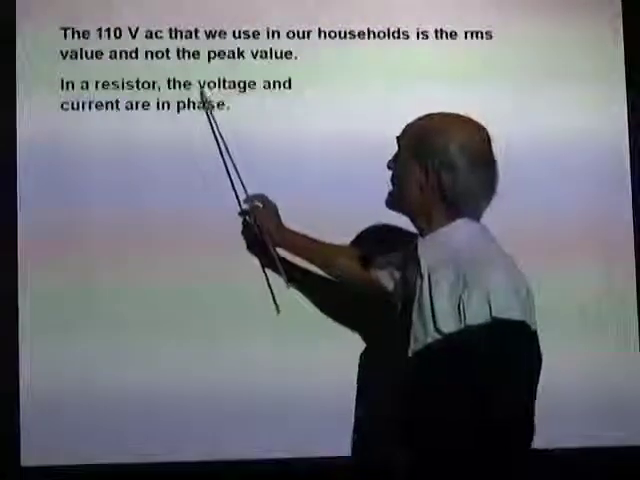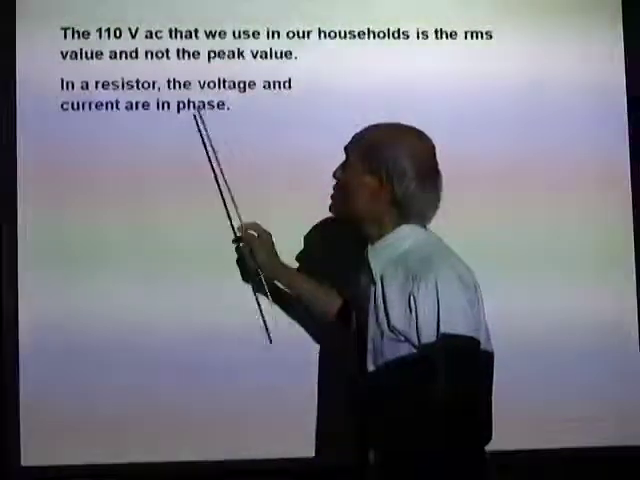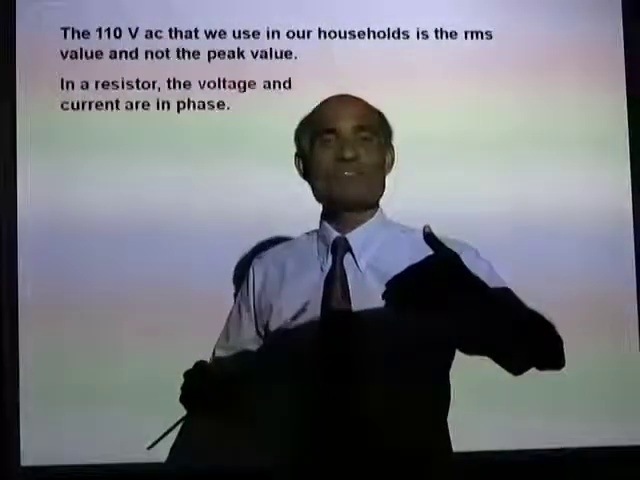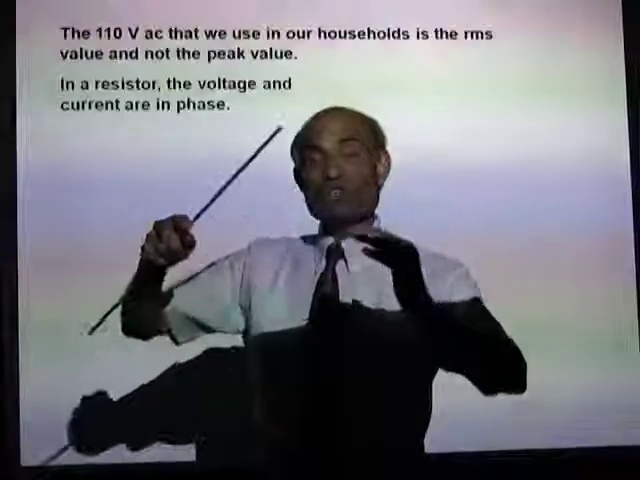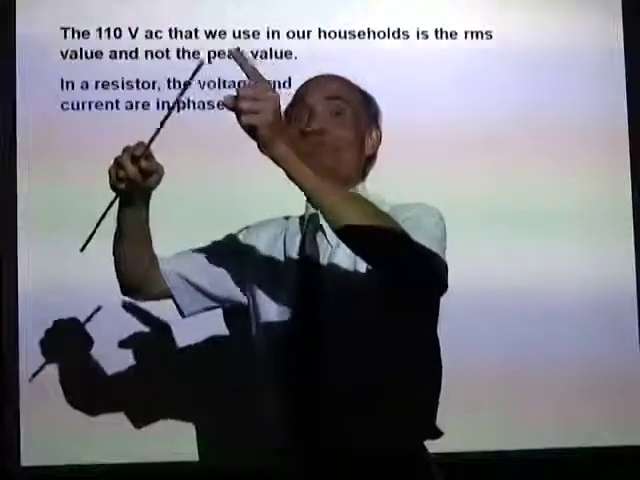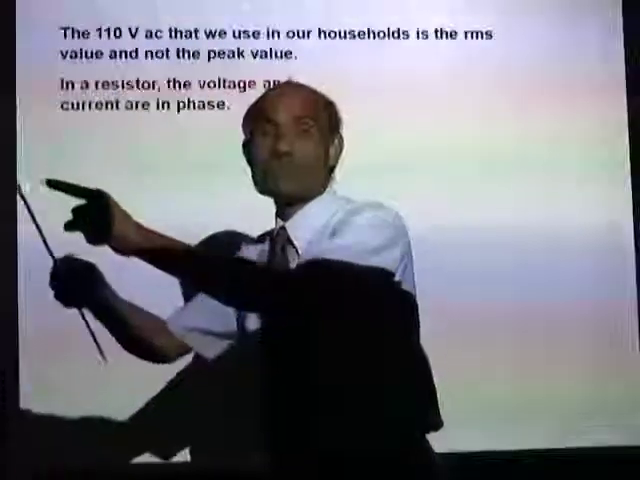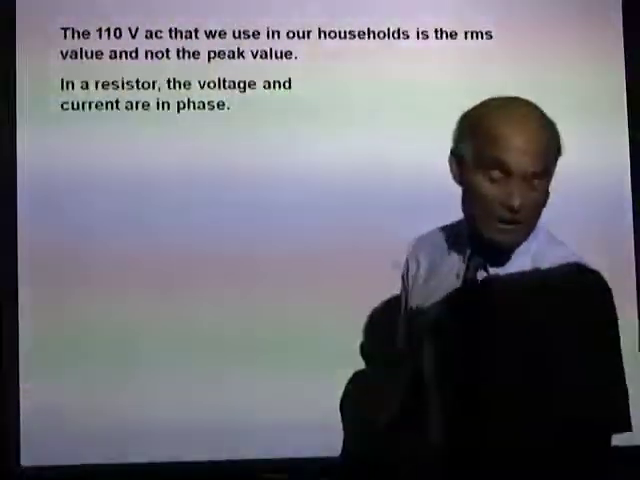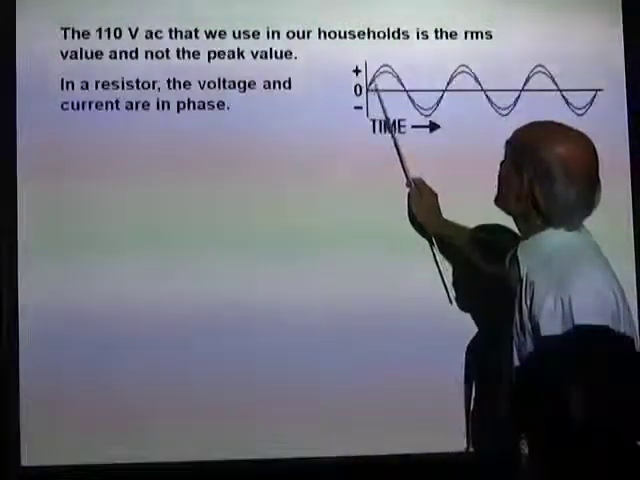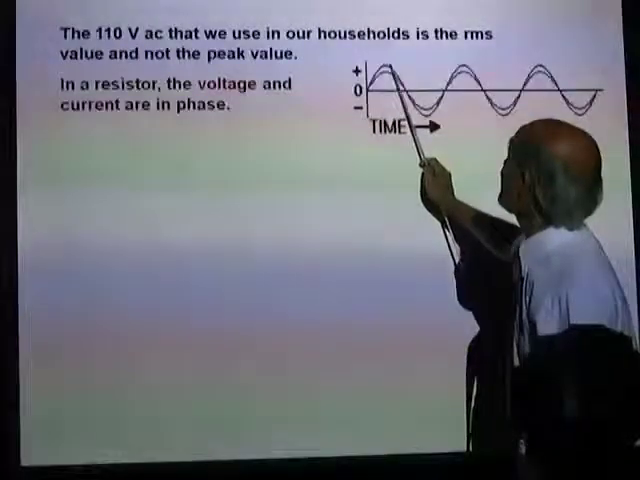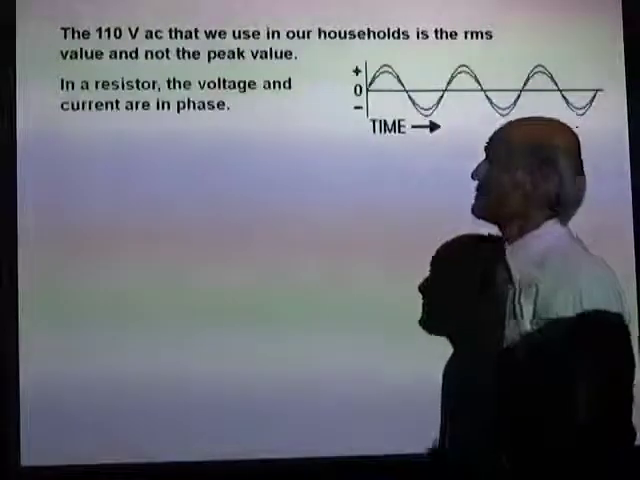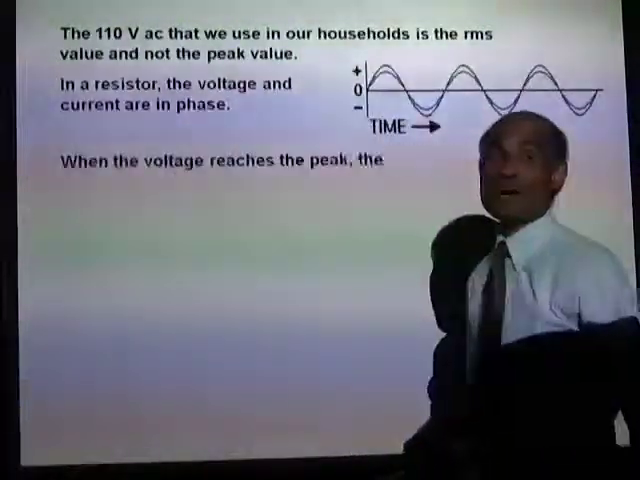Now, in a resistor, the voltage and current are in phase. What does that mean? The voltage and current are in phase. It means when the voltage increases, the current also increases along with it, and when the voltage is a maximum, the current is a maximum, and so on. They are in phase. Now, you can see here, as the voltage increases, the current also increases. The voltage is 0, the current is 0, so the voltage and the current are in phase.